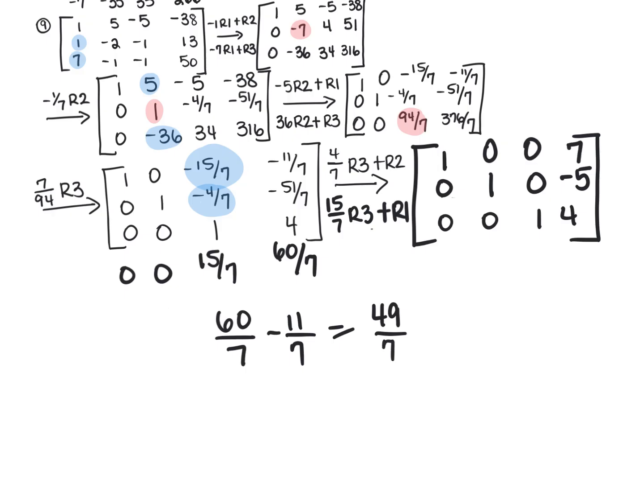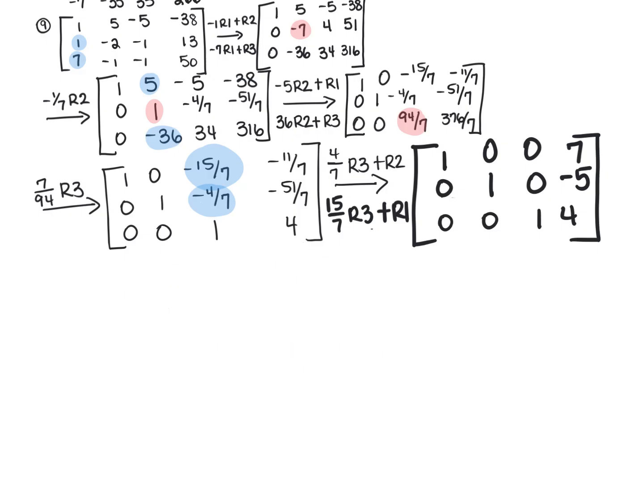So at this point, we have our answer finalized. I'm going to erase all this excess. And we're going to have the final answer as x equals 7, y equals negative 5, and z is equal to 4. See me with questions.